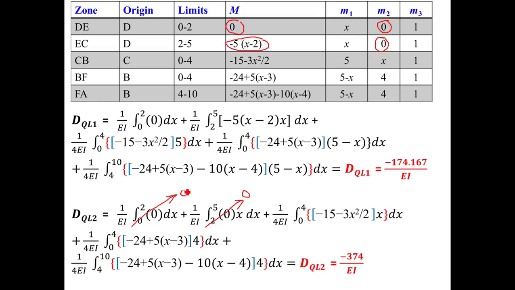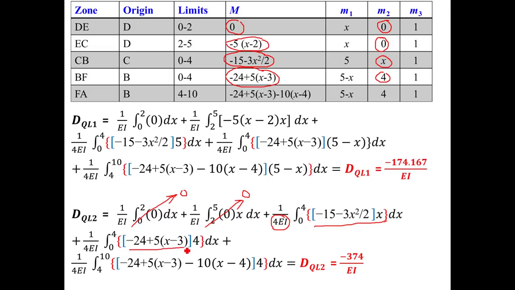First two zones are 0. So third zone M into M2. So this is capital M, this is M2. Okay, so this is multiplication. Now third zone is EI equal to 4EI, so here it is written 4EI. Similarly, remaining fourth zone, this is capital M and this is M2.